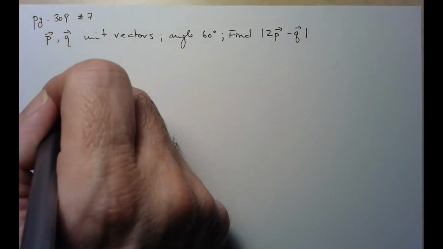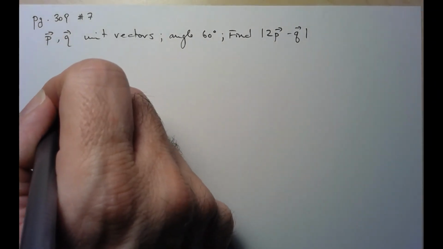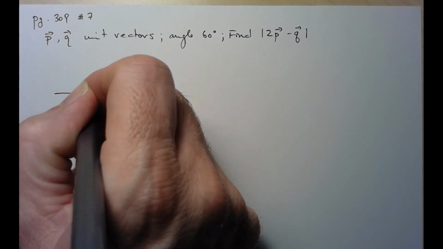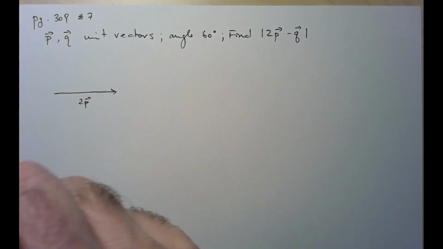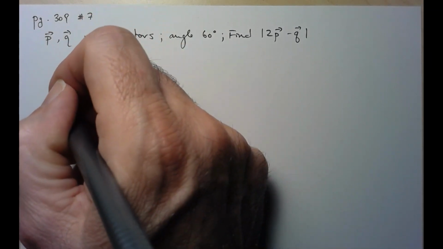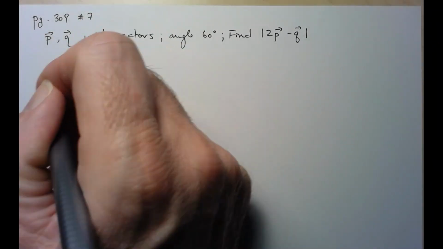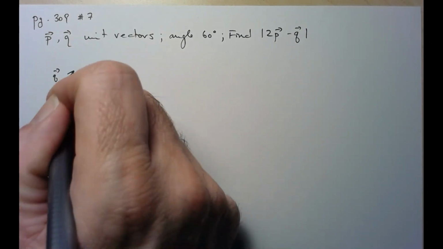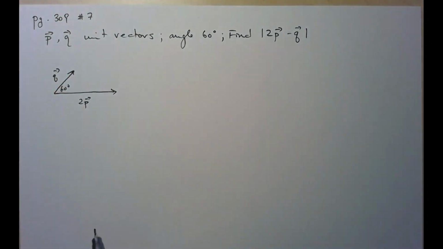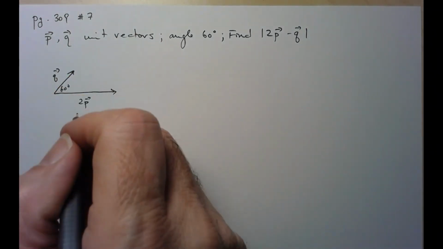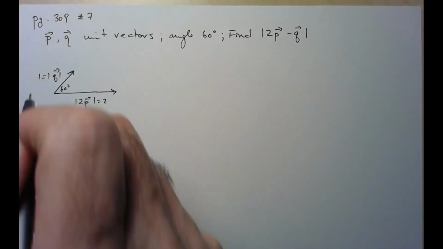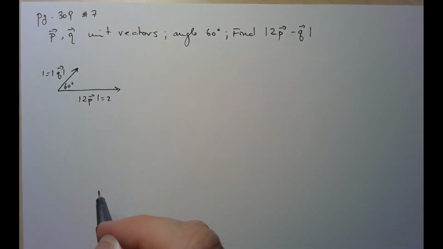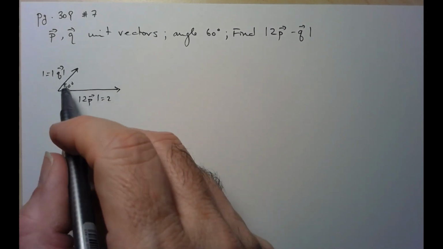So I'll draw the vector 2P horizontally here. So this will be the vector 2P. All right, and then I've got the vector Q, which is going to be about half as long. Okay, and the angle between them is 60 degrees. All right, so I know that the magnitude of this vector is 2, and the magnitude of that vector is 1.